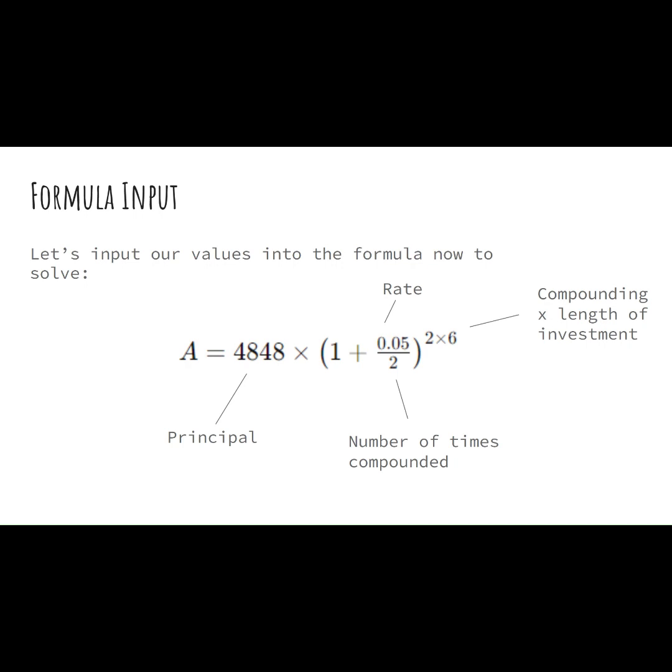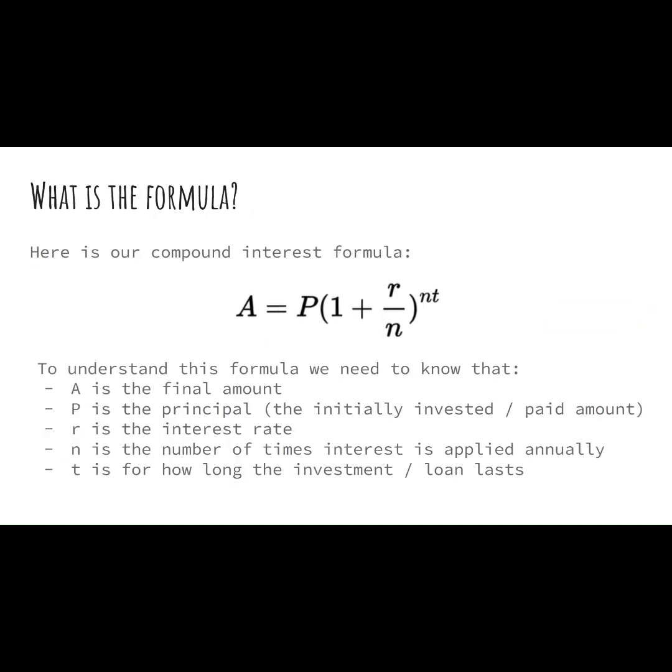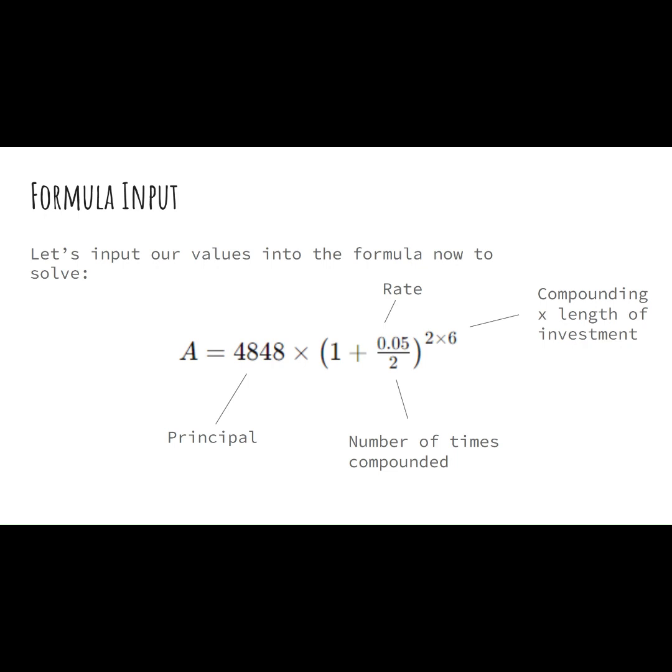And it's times by, it's close brackets to the power of 2 times 6. So the amount of times it's compounded annually, which was that 2, times the length of the investment, which was over 6 years. Okay. Remember, when you actually look at the formula, it's expressed as NT. So if you actually look at that power at the back of the brackets, it's NT. You must remember to times them together. Okay. So again, amount equals 4848 times 1 plus 0.05 over 2 to the power of 2 times 6.